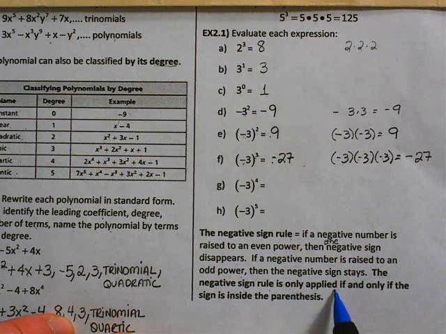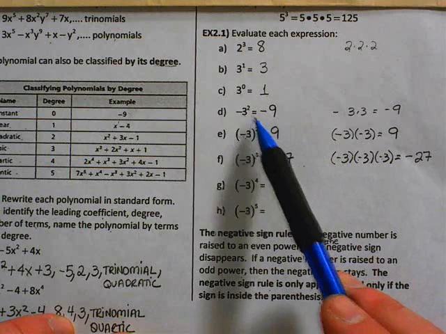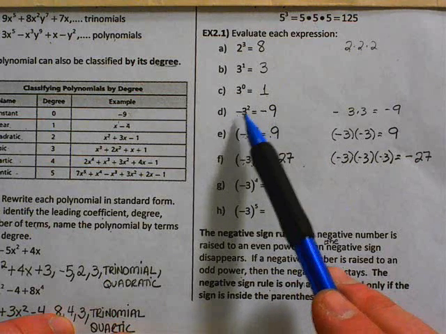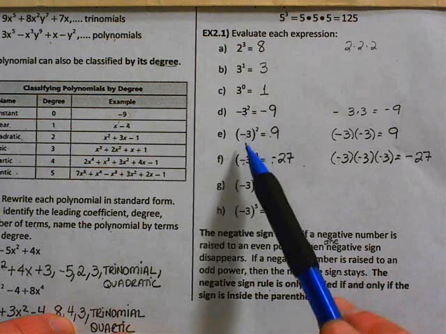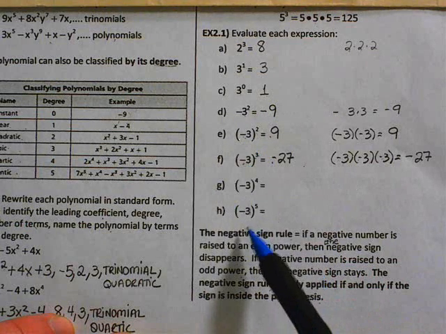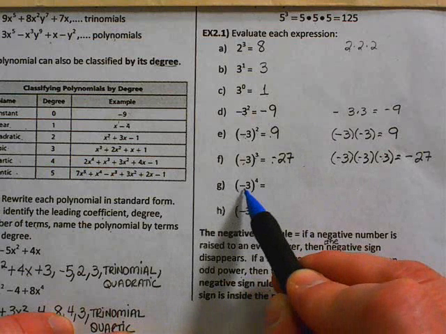The negative sign rule is only applied if and only if the sign is inside the parentheses. If you remember letter D, the negative is not inside the parentheses, so even though this is an even power, the negative stays. This rule only applies if the negative is inside a parenthesis. So let's give it a try.